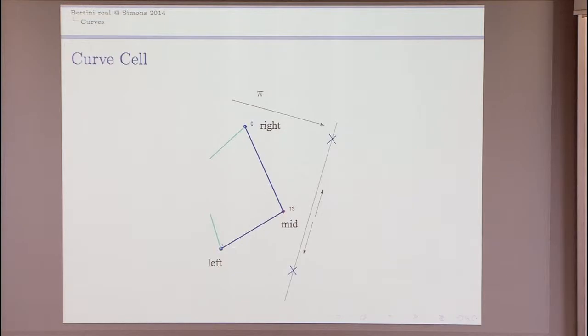An edge is given in the dark blue on the screen here. It consists of two boundary points. We're calling them left and right. If you just turn your head sideways on this line here, you can go left and right. The edge is equipped with a midpoint, which happens to be generic.